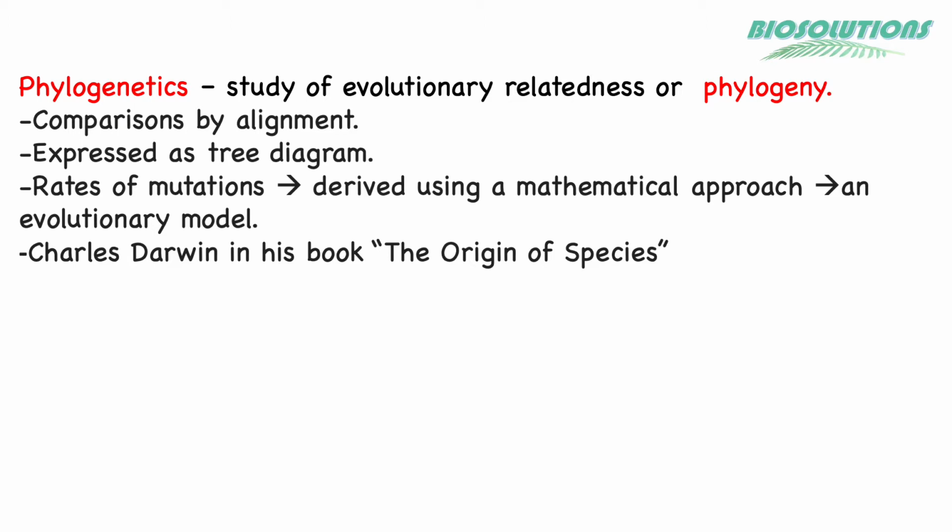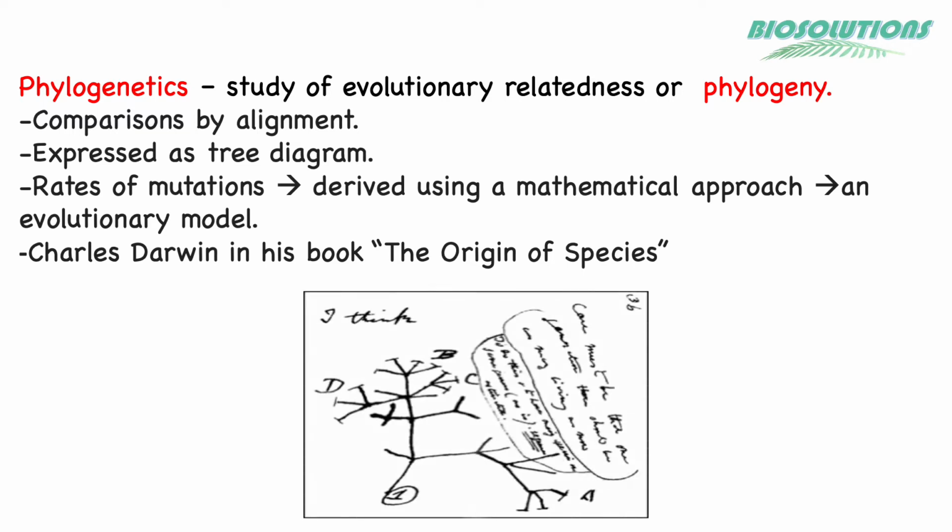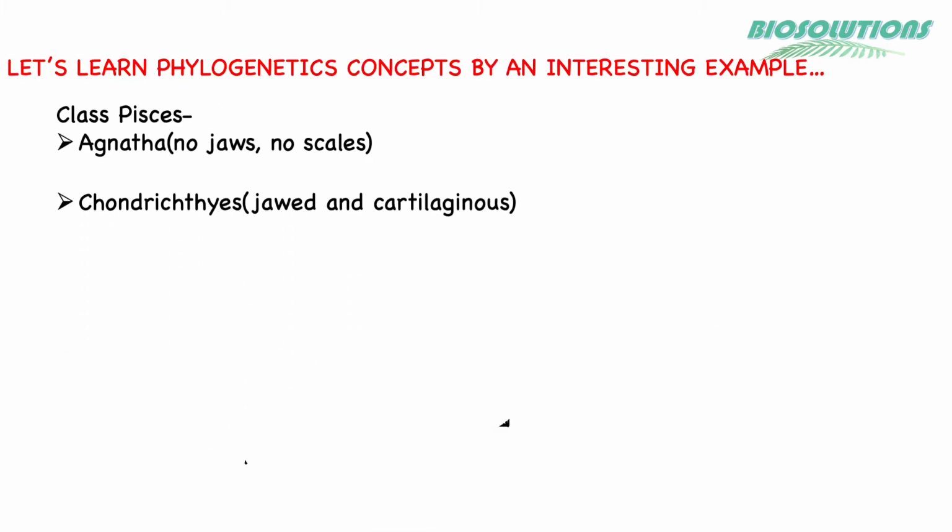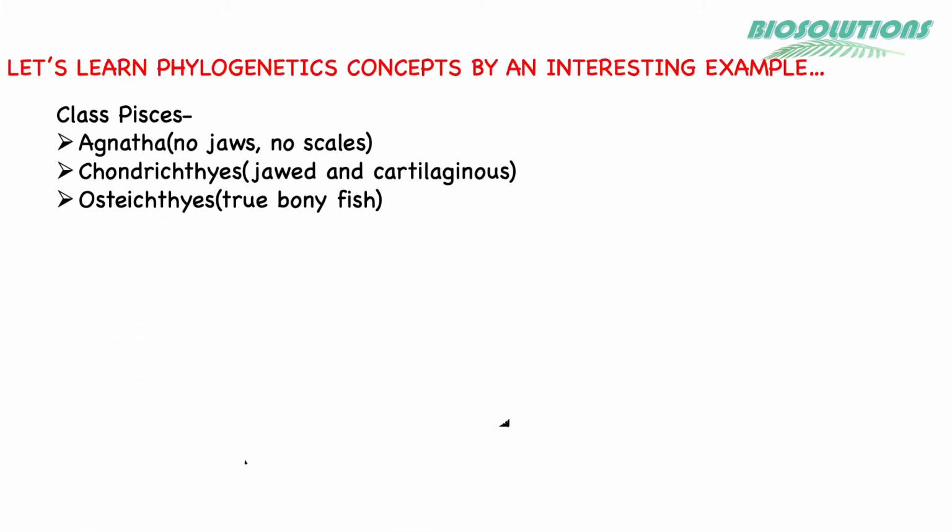The first idea of showing evolutionary histories through a tree-like diagram was given by Charles Darwin in his book The Origin of Species. Let's learn phylogenetic concepts by an interesting example. Class species of vertebrates we understand includes fish, and fish are classified into three major groups: Agnatha with no jaws and no scales, Chondrichthyes which are jawed and cartilaginous fish, and Osteichthyes which are true bony fish.